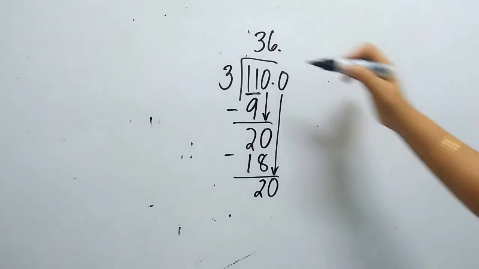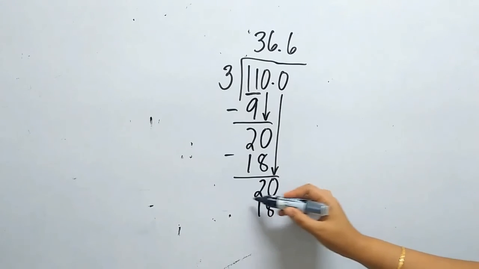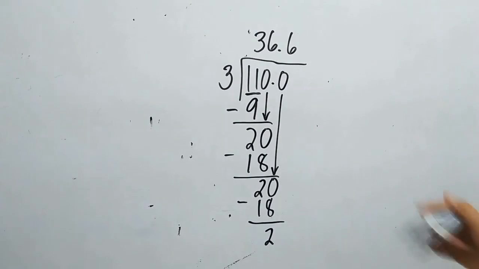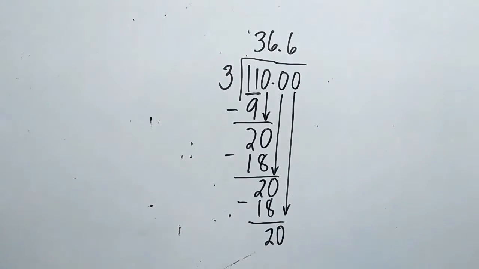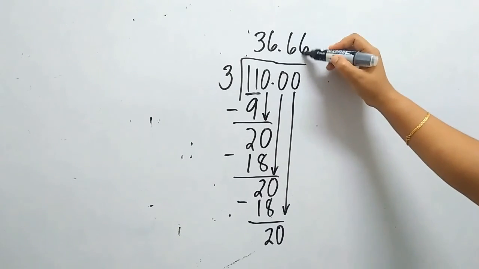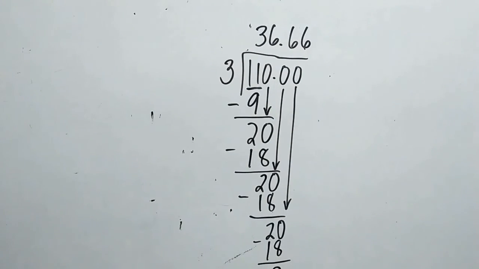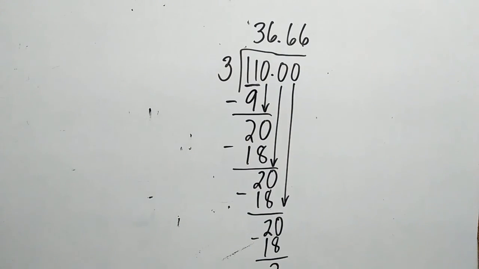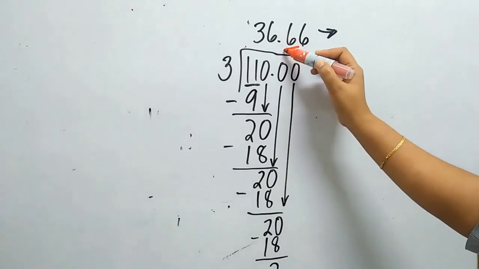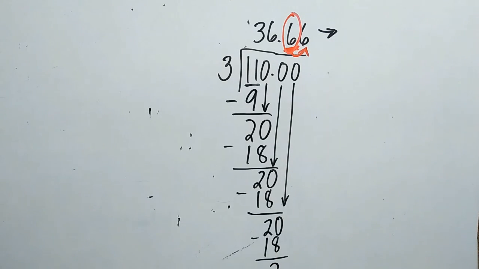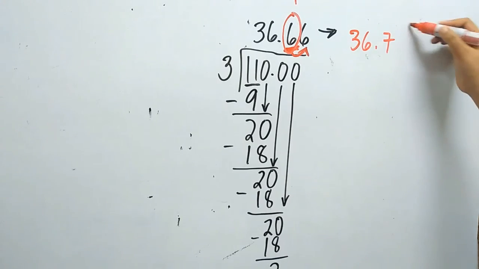So we bring down 0. 20 divided by 3, still 6. 6 times 3, 18. Subtract 20 minus 18, 2. We said we need 2 decimal places, so we need to add one more 0 and bring down one more 0. 20 divided by 3 is 6. 6 times 3 is equal to 18, and 20 minus 18 is 2. We're going to round off this 2 decimal places into 1 decimal place. So take a look at the first decimal place, that is 6. Look next door, this is 6. Now what will happen to the 1 decimal place? Very good, we're going to add 1. So therefore we have 36.7%.